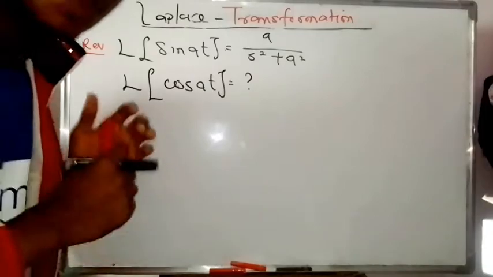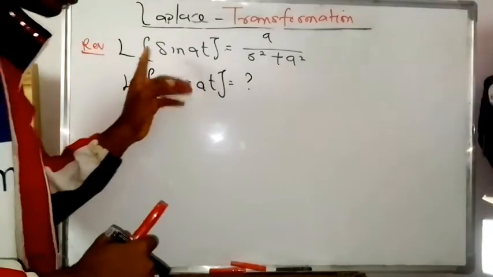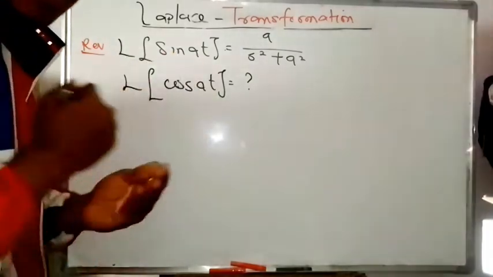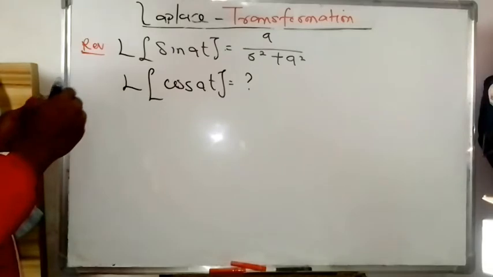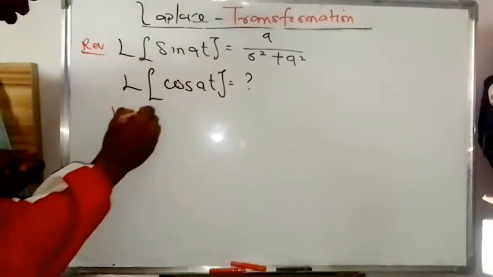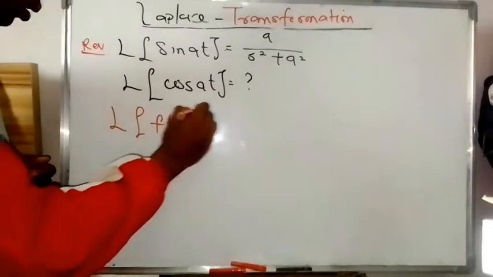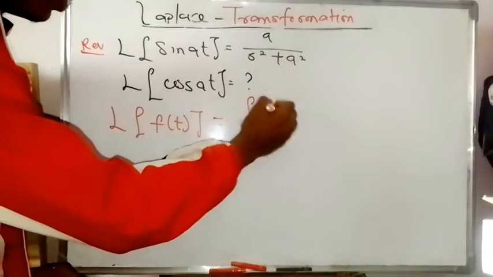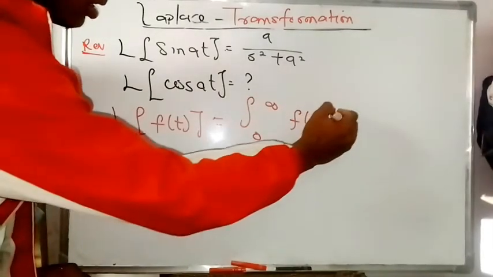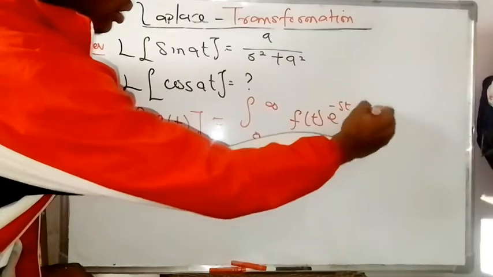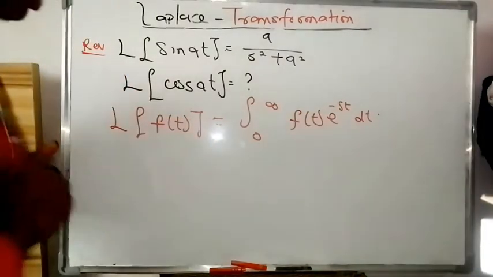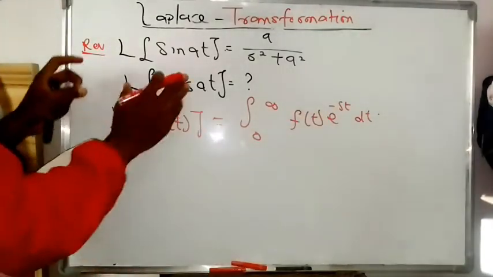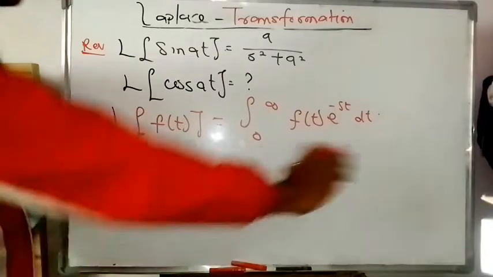This follows the same process we used in deriving the Laplace of the sine function of at. So now we're going to proceed. Our first step: the general expression for the Laplace of any function is what? The Laplace of a function of t is equal to the integral from 0 to infinity of f(t) e^(-st) dt. So this is the general expression for the Laplace of any function, and we are going to use the same representation to derive the Laplace of cos at.